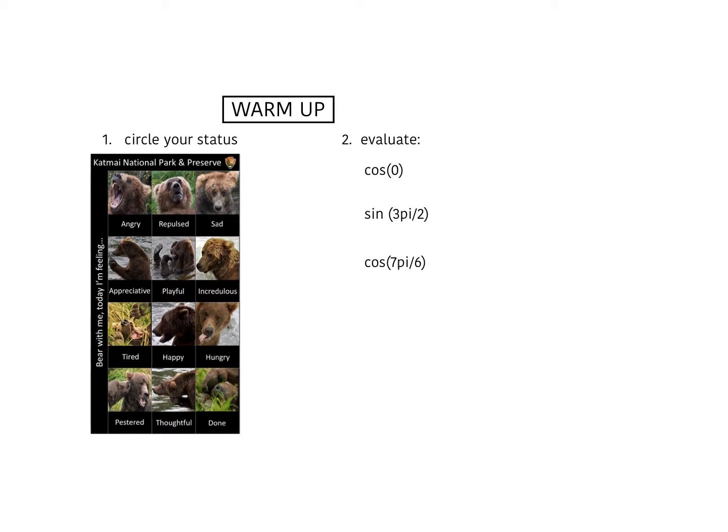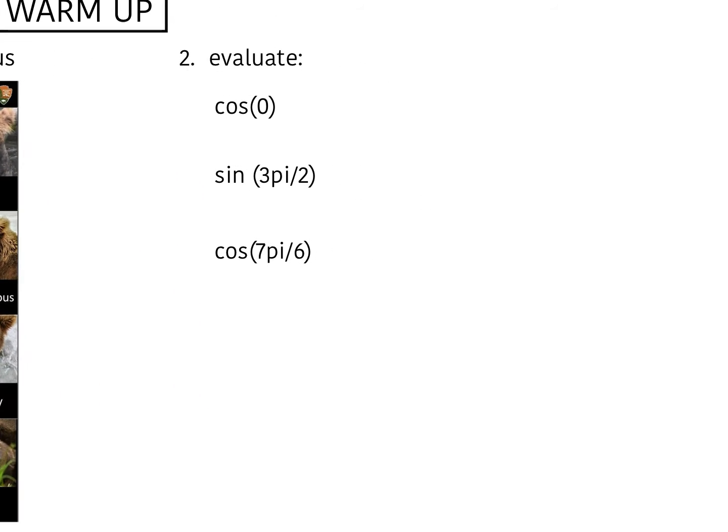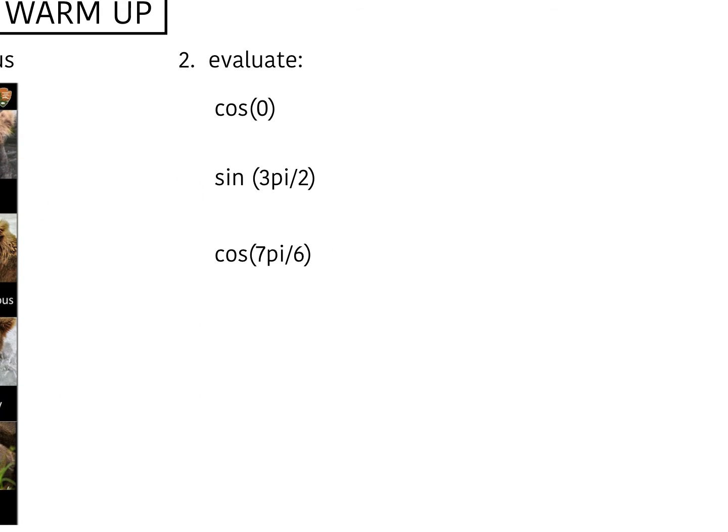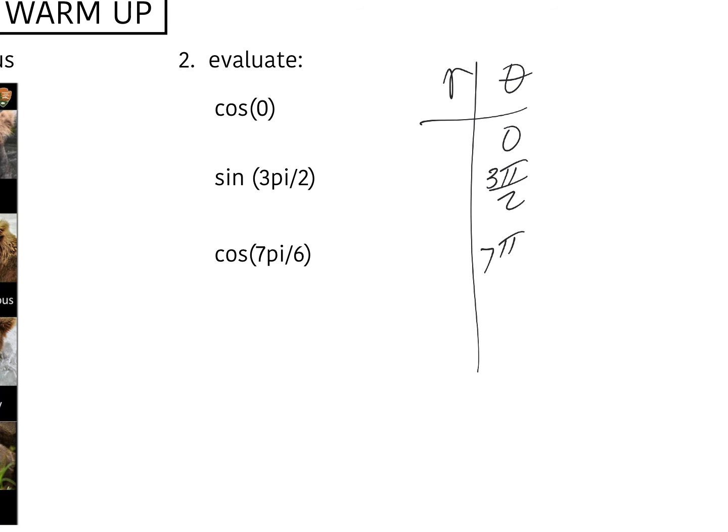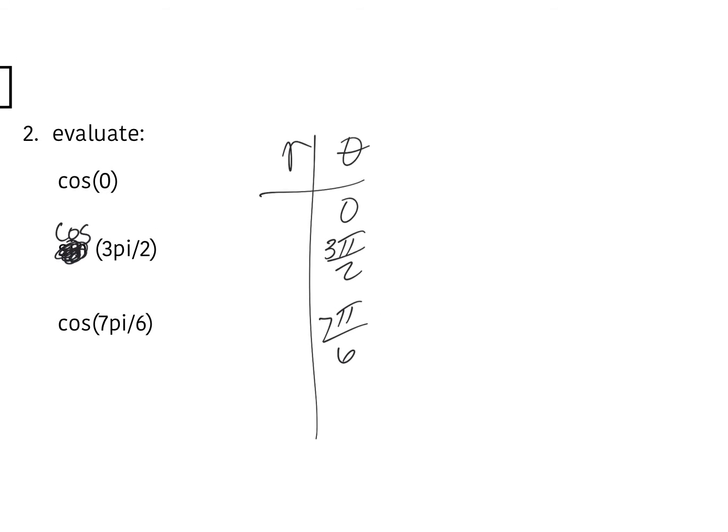Go on. If you can't do these, you're going to be cooked when we do the graphs. Because you're going to have an r and a theta, and they're going to say like, okay, theta is 0, theta is 3 pi over 2, and theta is 7 pi over 6. And I'm going to change this to cosine because it just was too confusing. A lot of kids didn't even catch that they changed to sine in the middle. We're going to find cosine of these 3 things. 0, 3 pi over 2, and 7 pi over 6.